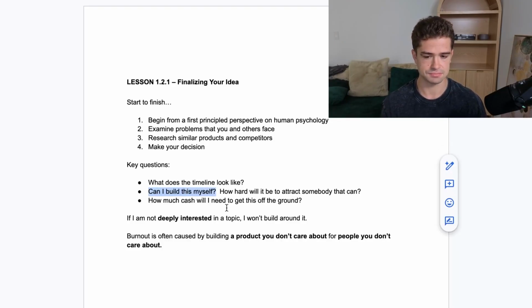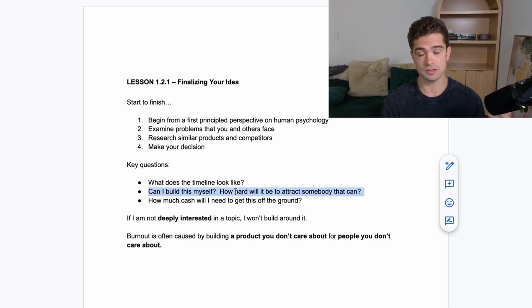Next is, can I build this myself? How hard will it be to attract somebody that can? So, do you have the design, development, and then distribution experience? And if you don't, will you be able to get somebody that can fill that gap? So, beyond just analyzing how hard it will be from a development perspective, for example, before you end up finalizing this decision, it's worth asking yourself whether or not you'll be able to find that person.